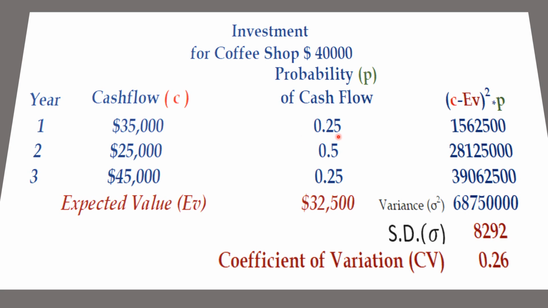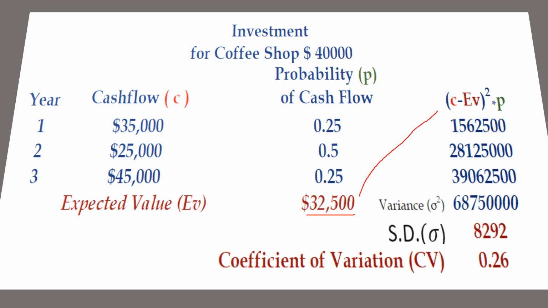Once we multiply each cash flow by its corresponding probability and sum it up, we get the expected value, or the average cash flow of the investment in the coffee shop during 3 years. This is very easy. In order to calculate standard deviation, we have to go through some further mathematical process. This is just computation. We assign the values into this formula, where C means cash flow and EV means expected value, which is 32,500.